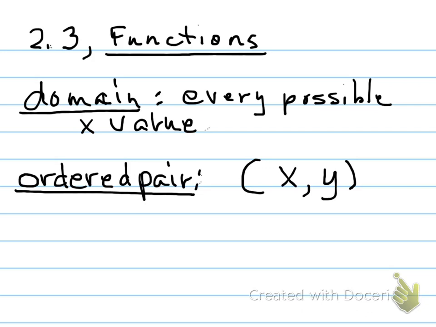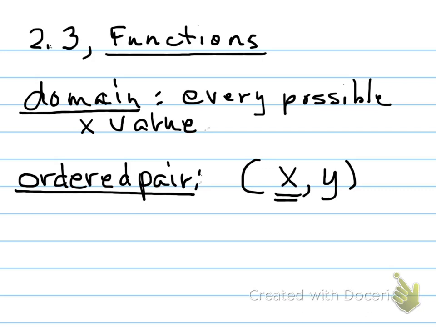These could be other letters. This is just traditional. It could be a, comma, b. But what's important is they always come in alphabetical order. So x comes before y in the alphabet, so therefore x comes before y in your ordered pair. Okay? So make sure that you're really paying close attention to the order of the ordered pair. And here, because we're talking about domain, we're talking about the x values.